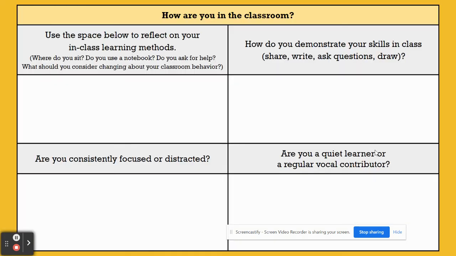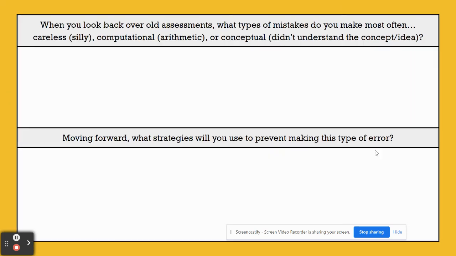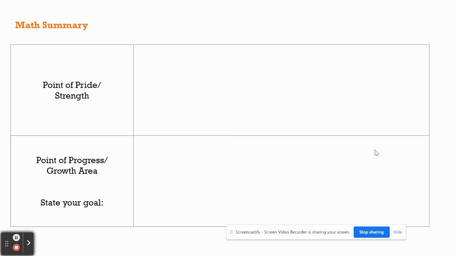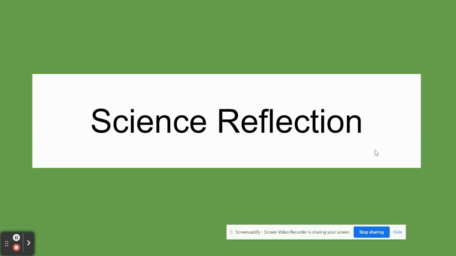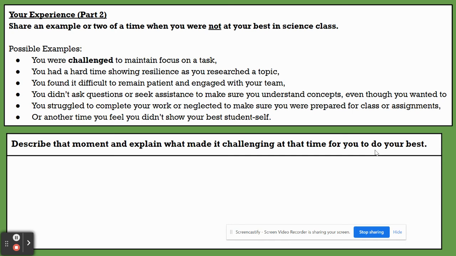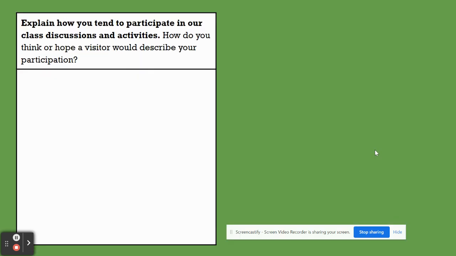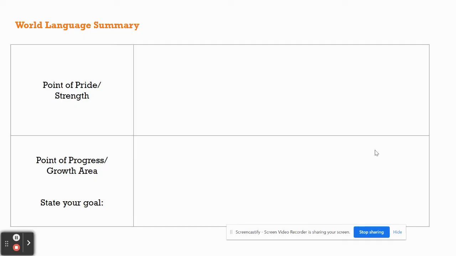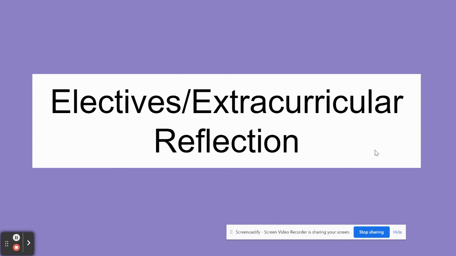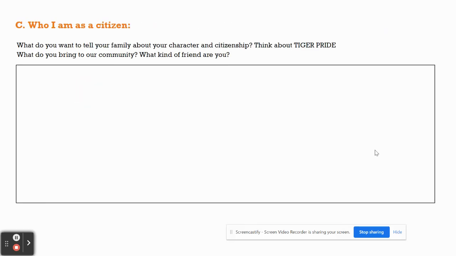So we'll go through each of the subject areas. Math already dropped theirs in, so you can see this is the specific questions they'll reflect on for math. And then as a result, they'll do their summary slide. Science, world language. They'll fill something in for their electives and their extracurricular activities.